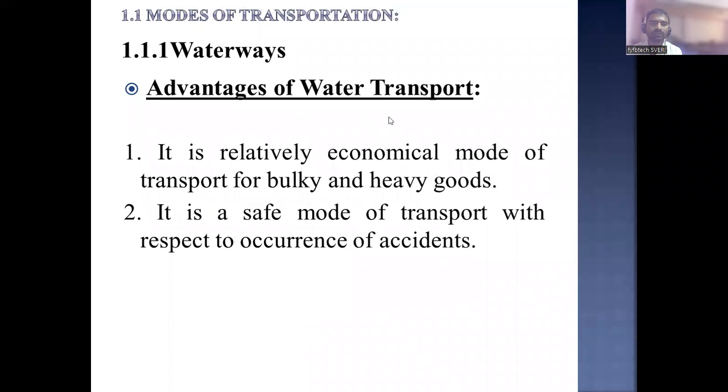Then what are the advantages of the waterways? Advantages of water transport: it is a relatively economical mode of transport for bulky and heavy goods.